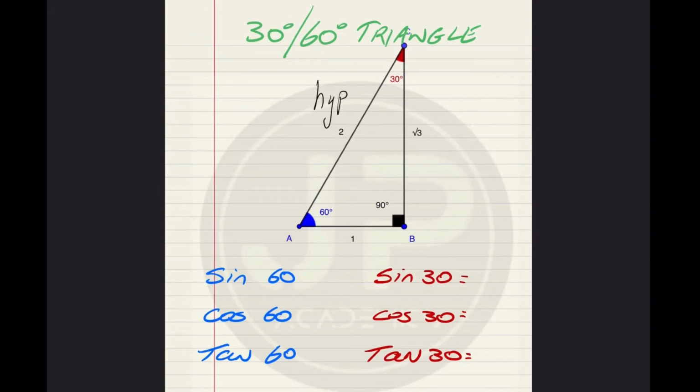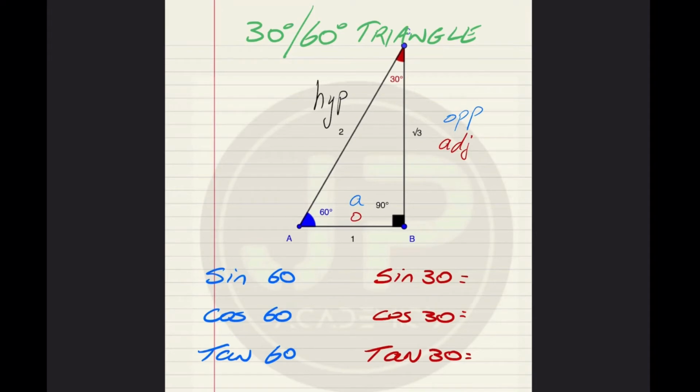First colour I'm going to do is blue. So the opposite to the 60 degree is this side, which is root 3. So that is going to be my opposite. That means 1 is going to be my adjacent. Now I'm just going to write it inside the triangle so it doesn't get in the way. Now from the 30-degree point of view, this side is going to be my opposite and this side is going to be my adjacent. So using the red pen, I'm going to call this O and this A for adjacent. So now that we've got all our sides labelled, I'm going to work through the angles at the bottom.